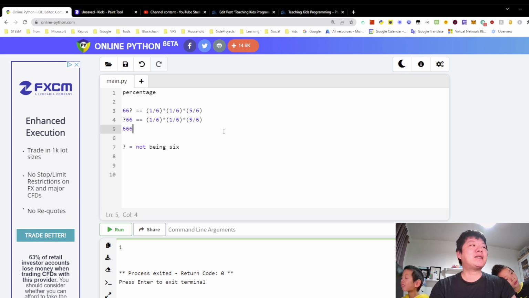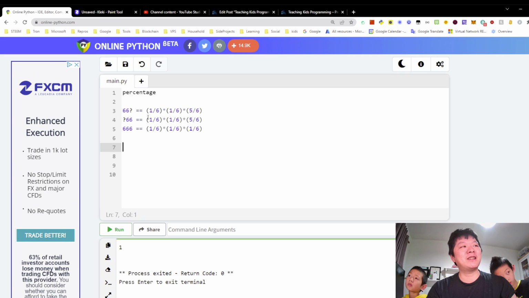What's the probability of triple 6? 1 over 6 cubed, like that, right? And what's the probability of rolling two sixes in a row? It's adding these together. Am I right?